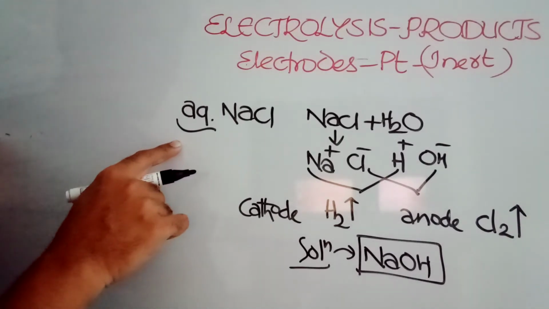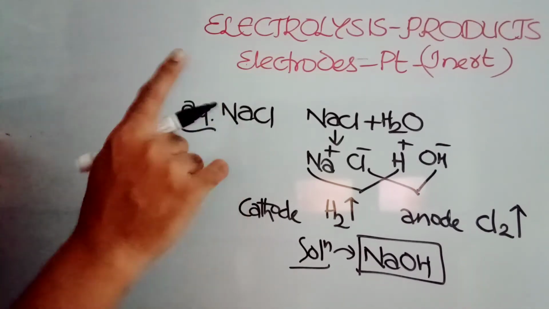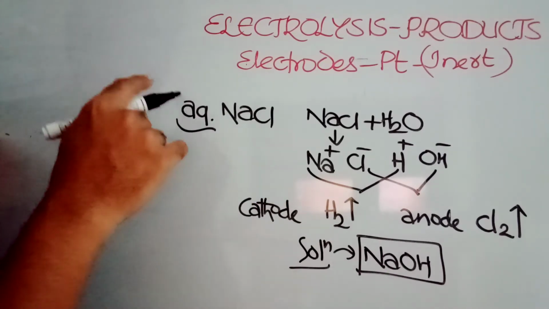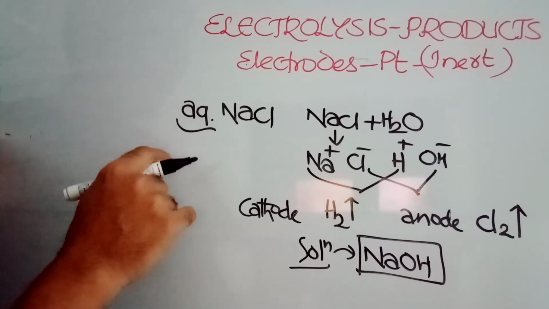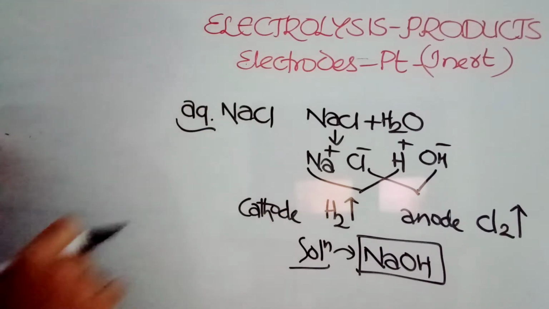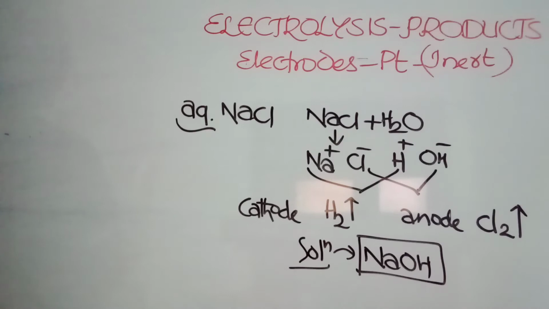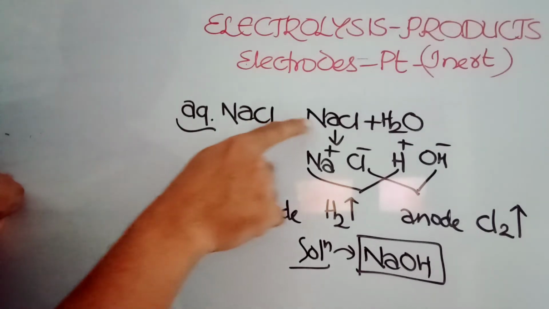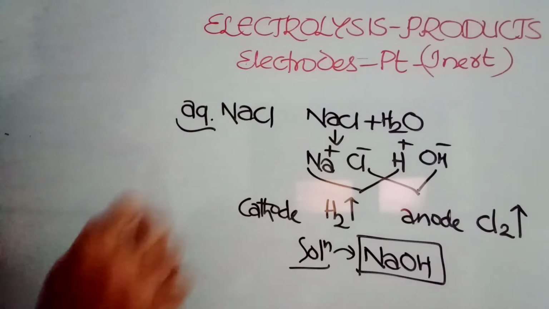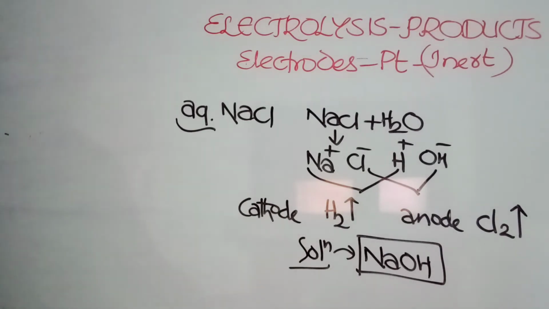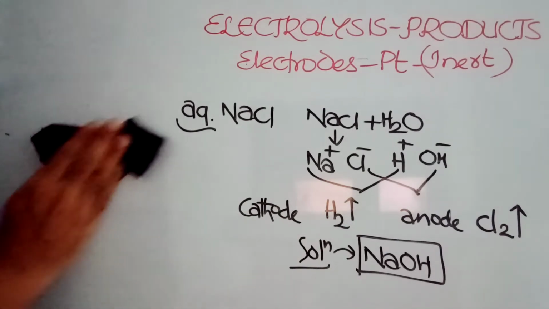When it is aqueous, now first group elements, second group elements and aluminum, we should not use aqueous if you want the metal. Now if you are using aqueous, definitely instead of metal there will be always hydrogen gas released. If you want metal, you must use molten. Aqueous NaCl, these are the reactions. So cathode hydrogen, anode chlorine, and the solution formed is NaOH, that is basic in nature. These type of points are important. More examples we'll see.